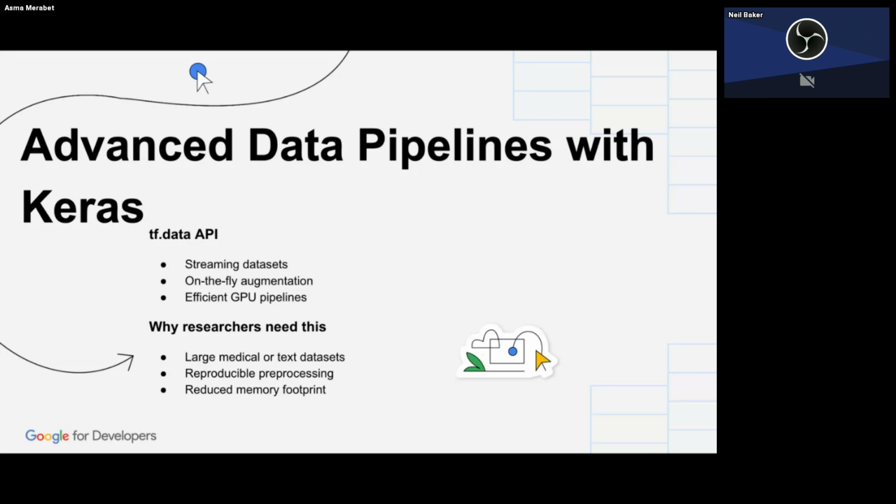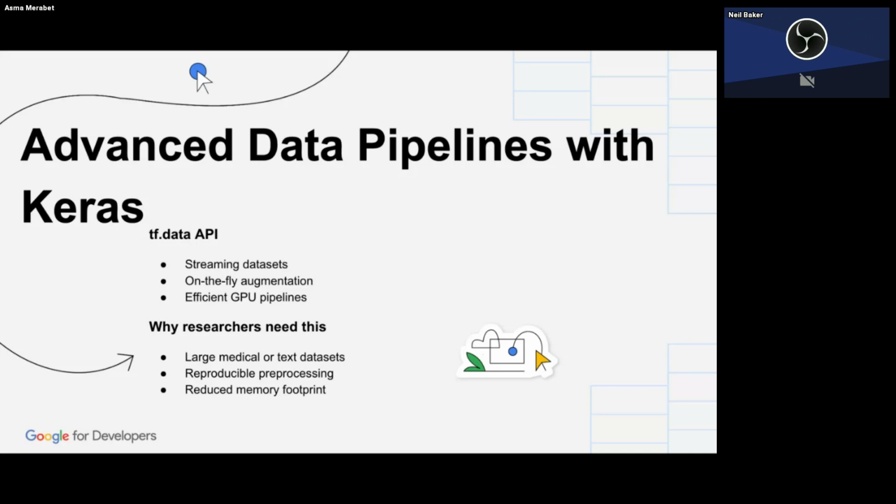The first one is the streaming dataset. Instead of loading the entire dataset into RAM, tf.data streams data directly from disk to GPU. For medical imaging datasets, which are often gigabytes, this is very important because we are not limited by the memory size.